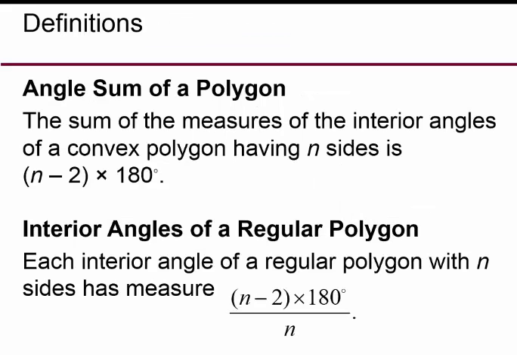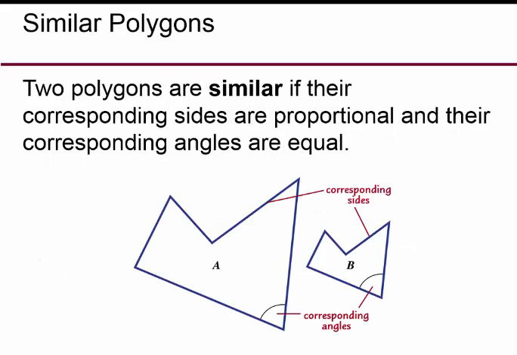Now, angle sum of a polygon. The sum of the measures of the interior angles of a convex polygon having n sides is (n minus 2) times 180. The interior angles of a regular polygon: each interior angle of a regular polygon with n sides has a measure of 180 times (n minus 2) over n. Now, 2 polygons are similar if the corresponding sides are proportional and the corresponding angles are equal.